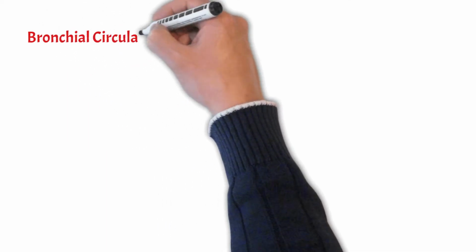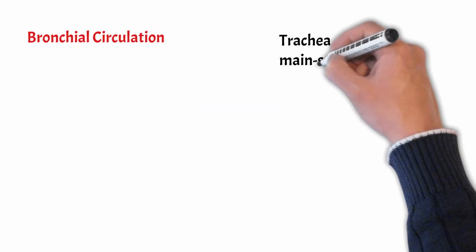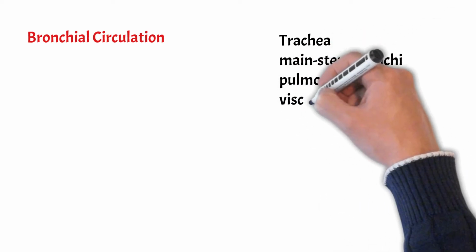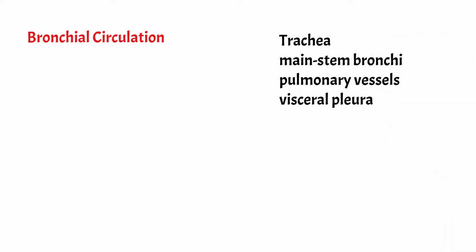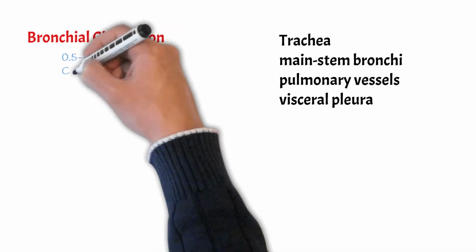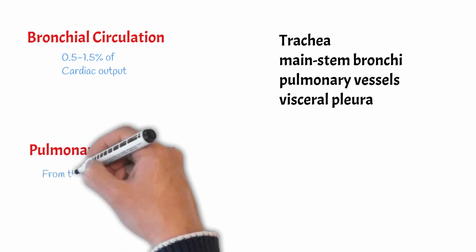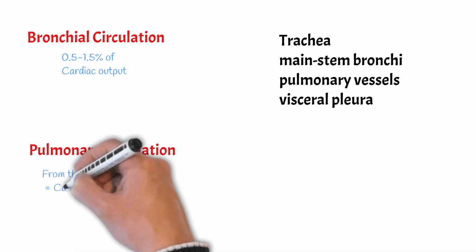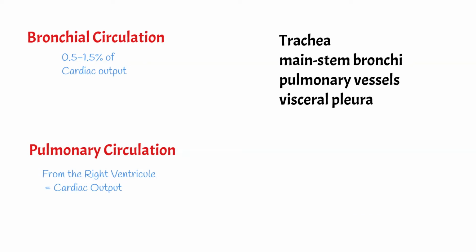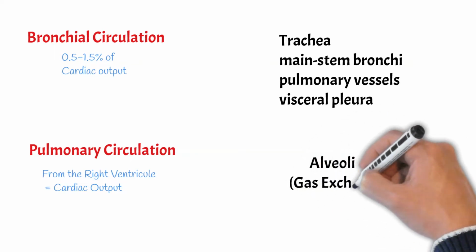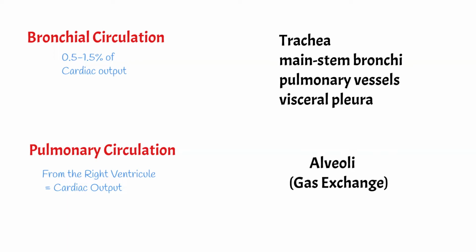The respiratory system has two types of circulation. The first one is the bronchial circulation, which supplies the majority of the respiratory system, including the trachea, the main bronchi, the pulmonary vessels, and the visceral pleura. This constitutes around 0.5 to 1.5% of the cardiac output. The second type of circulation is the pulmonary circulation. This comes directly from the right ventricle. That's to say that the flow through the pulmonary circulation equals the cardiac output, and this feeds the alveoli, which will allow for gas exchange.